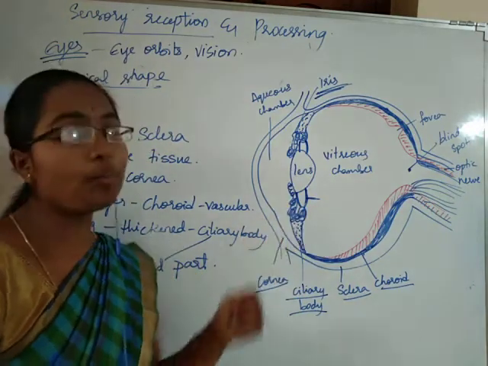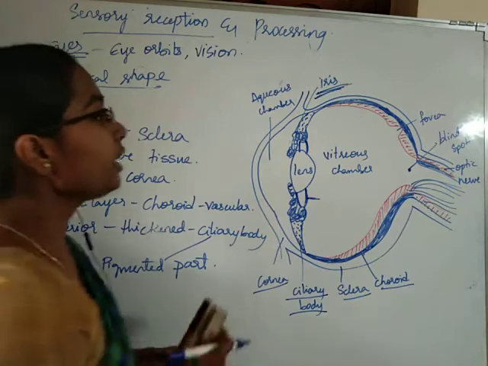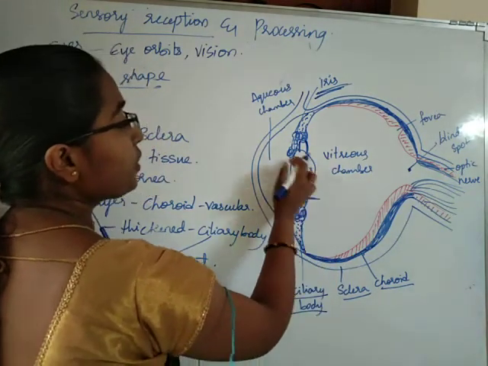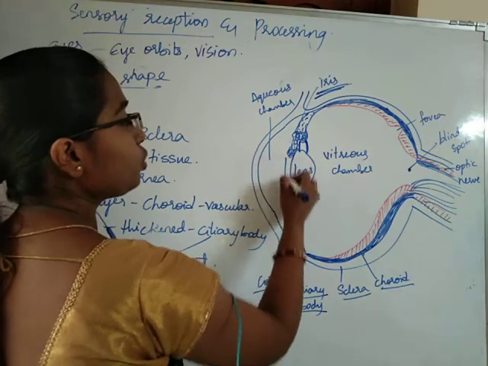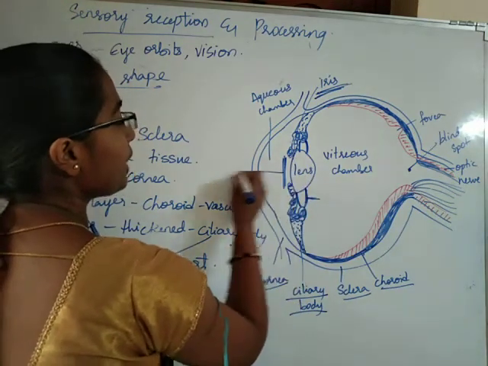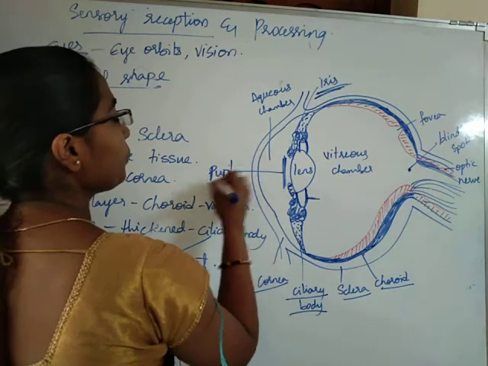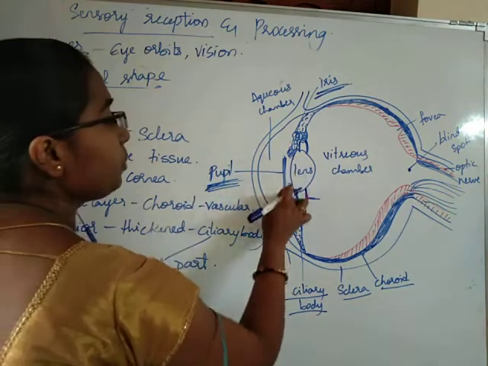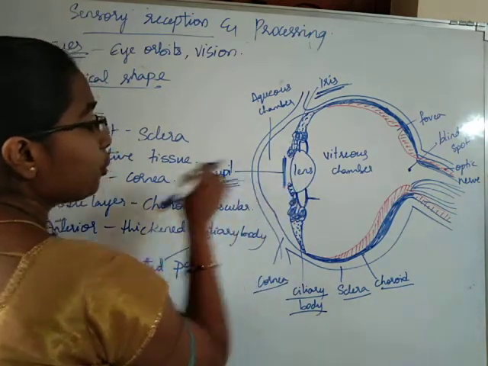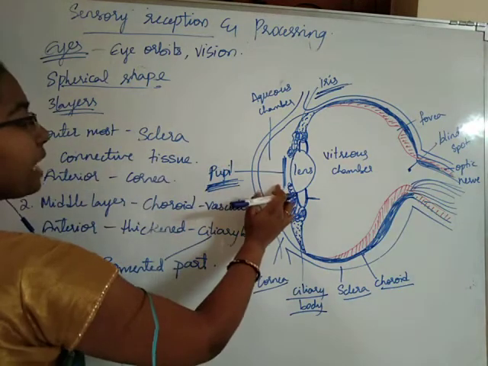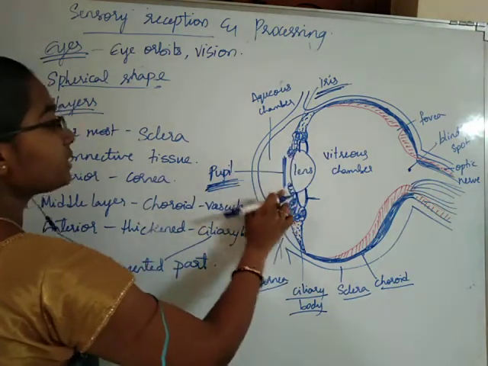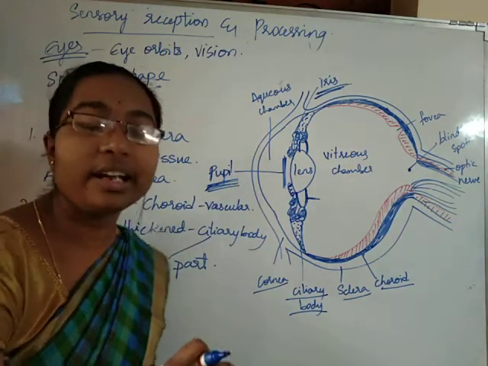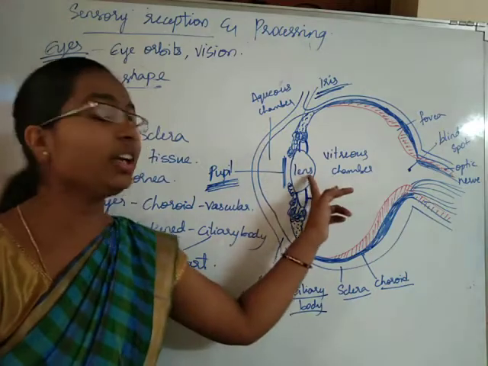Okay, and the other point regarding iris is, students, here you can observe that iris is holding the lens in its position, right? So this region between the two iris is called as pupil. Okay, note this pupil very clearly, students. The central part of the eye between the two iris is called as pupil, and this pupil will regulate the amount of light entering into the lens.